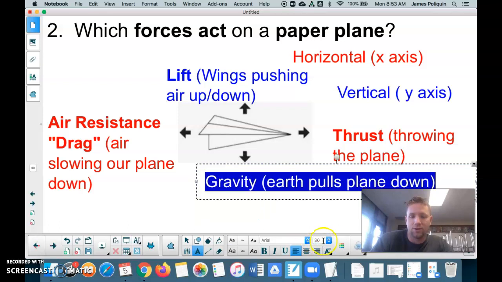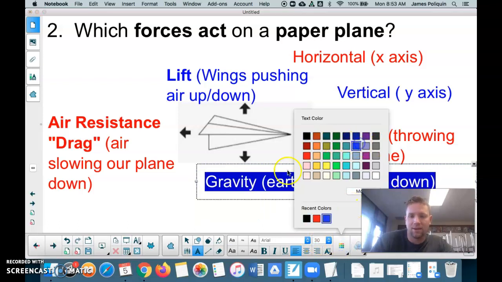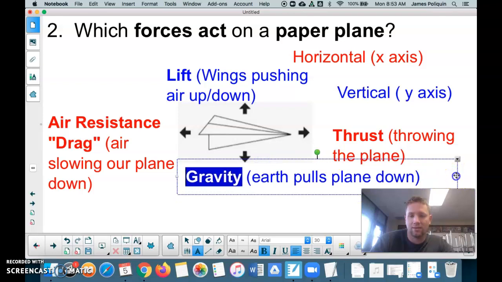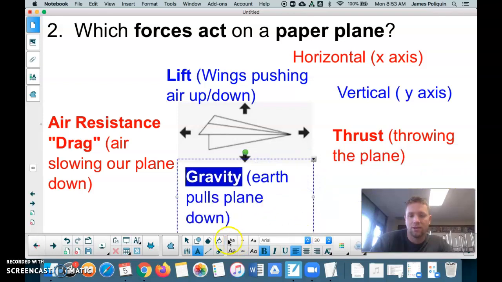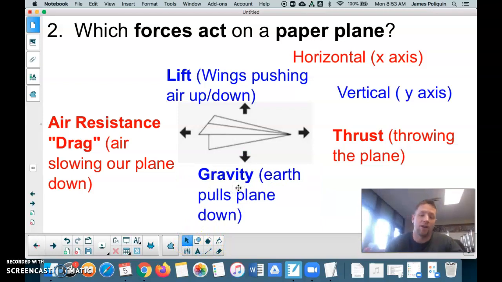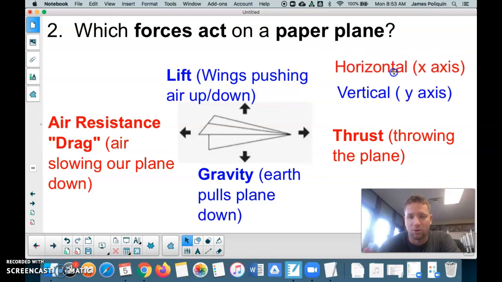Those are our forces that are acting on our plane. You have thrust, you have air resistance or drag, you have lift, and you have gravity. All four of those forces are responsible for keeping your plane in the air or taking your plane out of the air and making it come back to the ground.